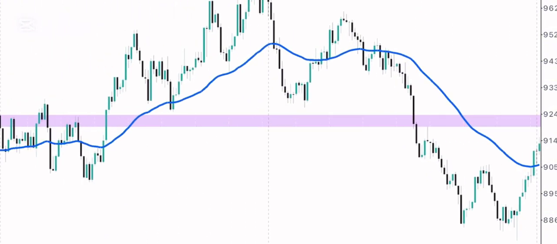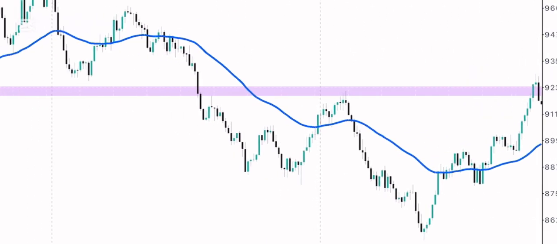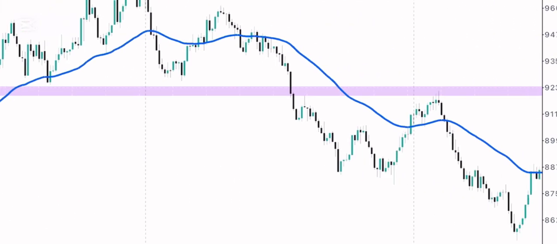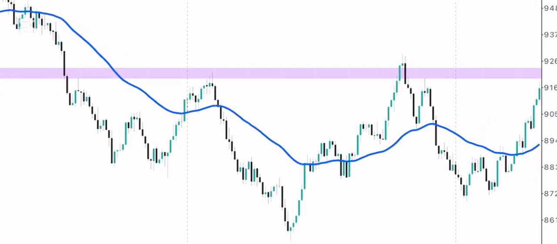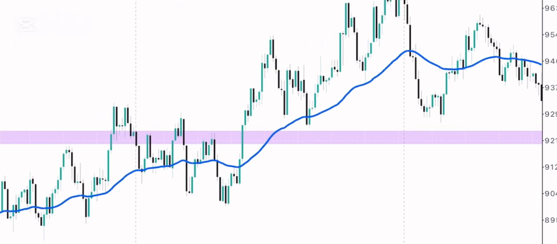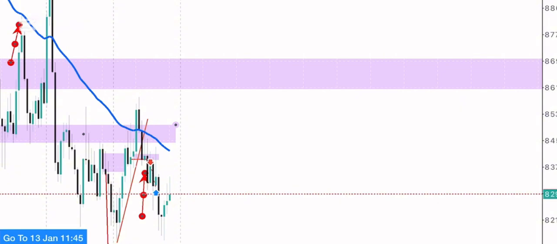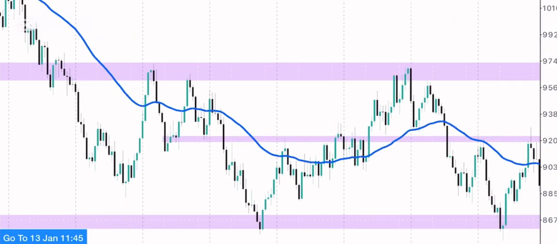That is why you must master these candlestick price action strategies that I'm teaching you now. You must master them to improve your profitability in trading.